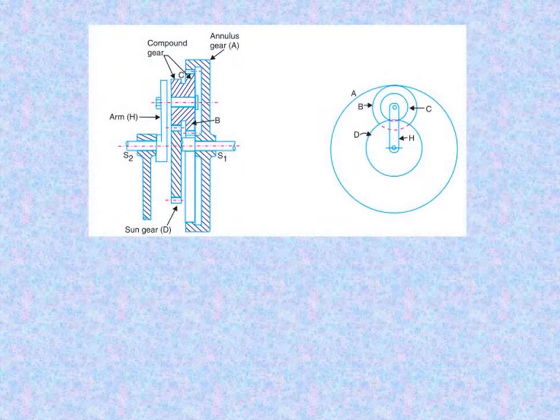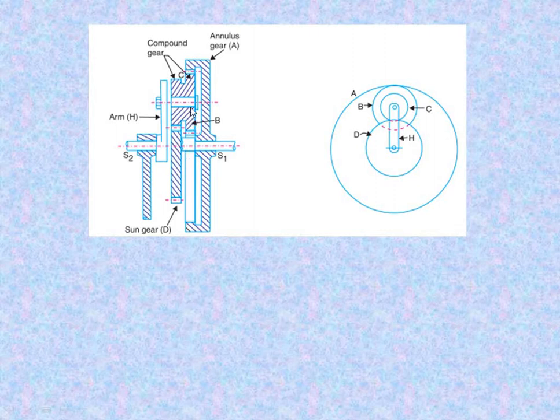So this figure I explained in the previous one. Here we see S1 and S2, these two shafts. This is gear B. Next is arm H. The sun gear D is here, and the sun gear D meshes with gear C. This is gear C, and gear C meshes with gear D.